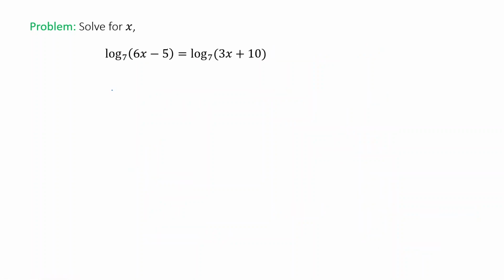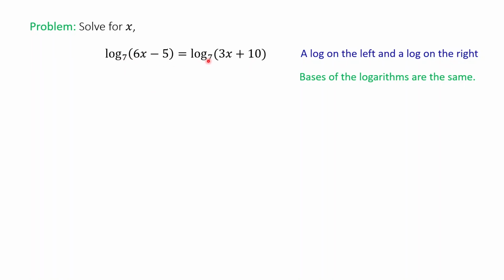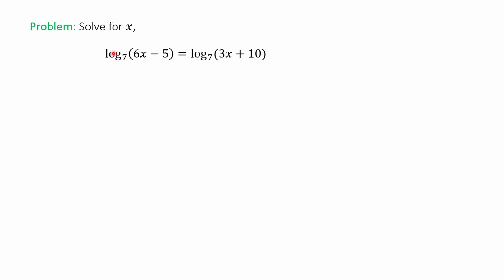Now I am going to solve this logarithmic equation. In this equation, there is a logarithm on the left hand side and a logarithm on the right hand side. The bases of the logarithms are the same and there is nothing multiplied with the logarithms. In this case, you can cancel the logs and you have 6x minus 5 is equal to 3x plus 10. This equation you can easily solve.